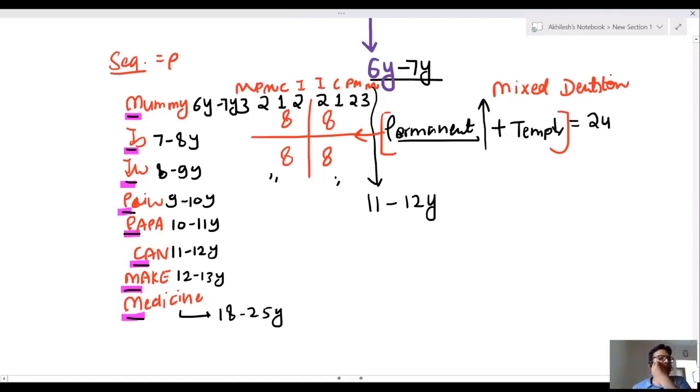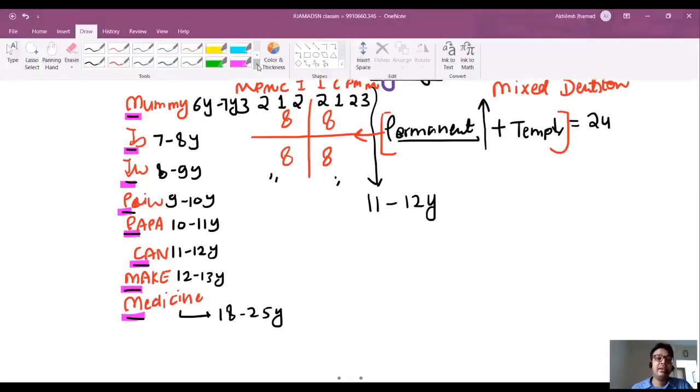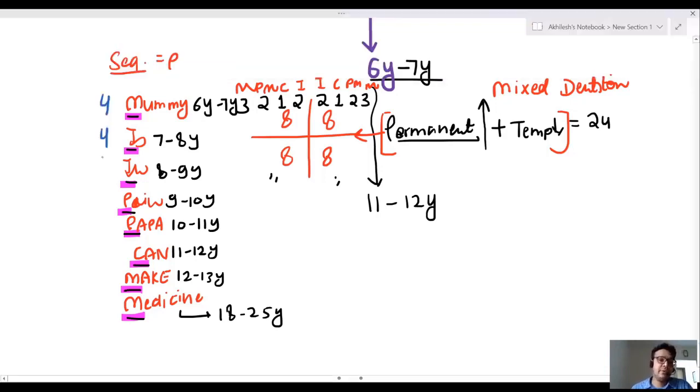So this is for one quadrant: M, I, I, P, P, C, M, M. The same M, I, I, P, P, C, M, M in every quadrant. So it's not a single tooth. How many teeth do we have? This is 4, this is 4, and so on for each. So the total number of permanent teeth comes to 32.